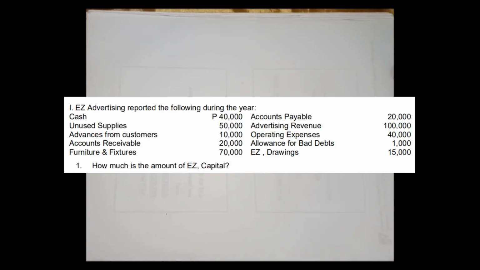Assignment number 2, question number 1. Easy Advertising reported the following during the year. So, question is, how much is the amount of Easy Capital? So, in the given, we have the account titles with their corresponding amounts.